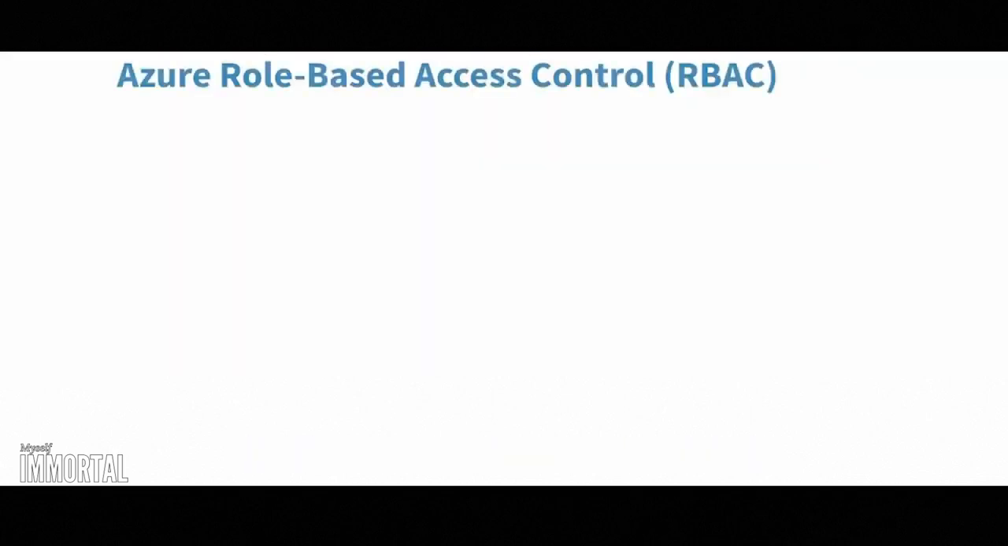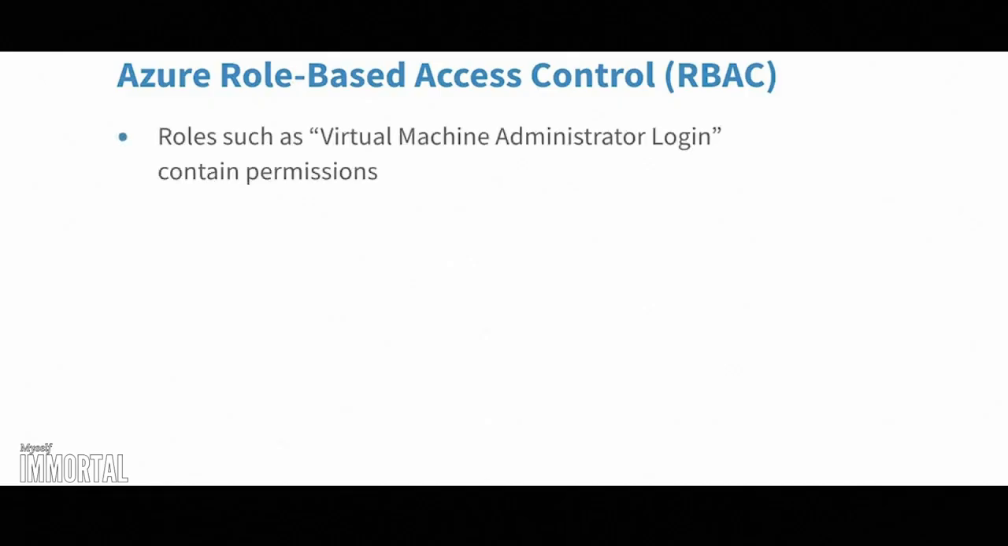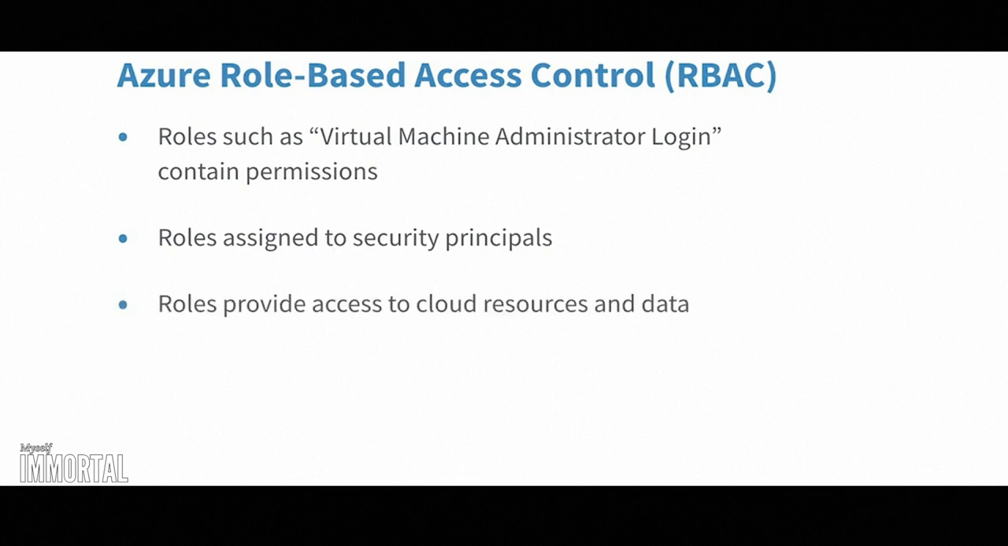In Microsoft Azure, role-based access control is called RBAC, and you've got a number of built-in roles, such as virtual machine administrator login. And really, that role just contains the permissions required, in this case, to allow logging into a virtual machine as an admin. So in Azure, these roles are collections of permissions that get assigned to security principals. The security principal might be a user account, it might be a group, it might be a managed identity. And so you could say then that the roles provide access to cloud resources and data.